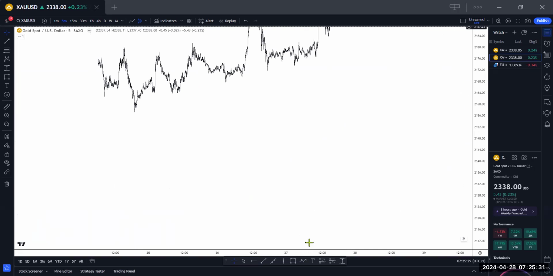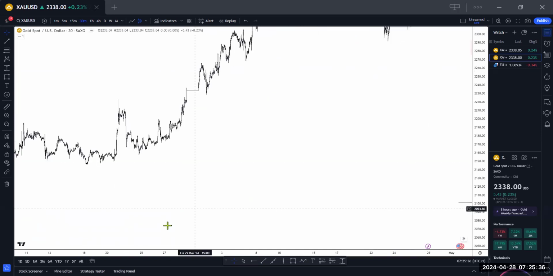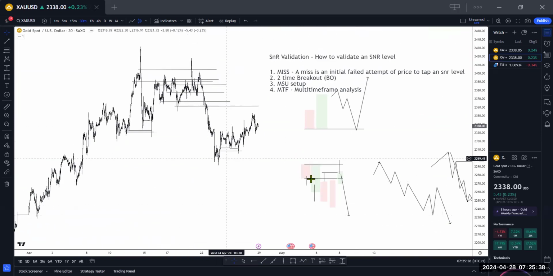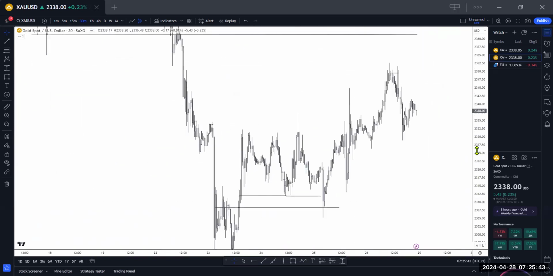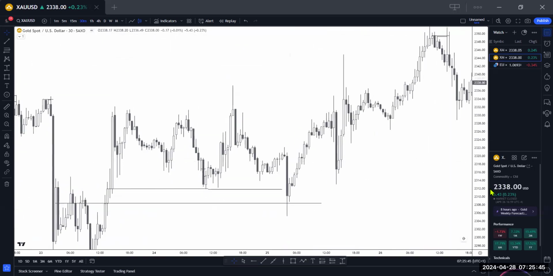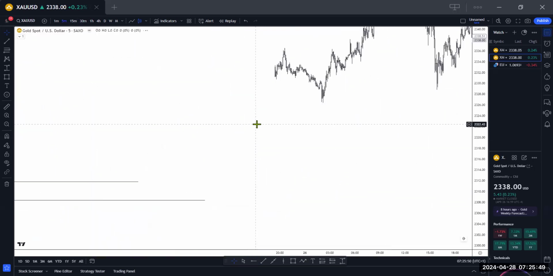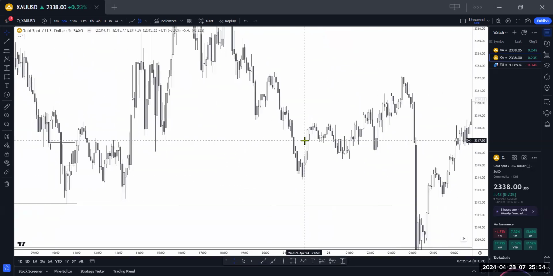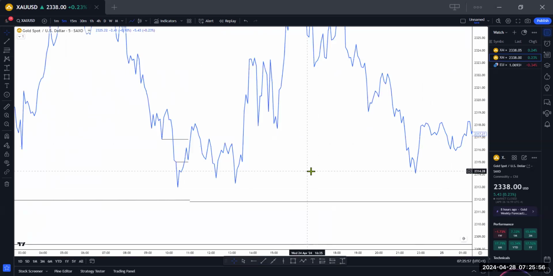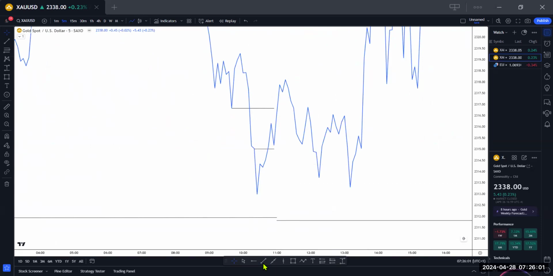Sorry, I'm trying to find the area again. Where are you? Okay, there you go. You have a two-time breakout. Let's go back to M5. When you get that two-time breakout, you're good, super good. So in the M5, see, two-time breakout: broke, broke.